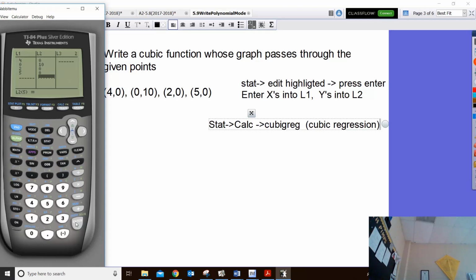Anyway, so I got my stuff in L1 and L2. It's a cubic function. You click on stat, calc, you'll see it right there. All these things are named like they're supposed to be named. You want to do a quadratic, you do a quadratic regression. Cubic regression. Okay, they're all common sense. And you press enter.